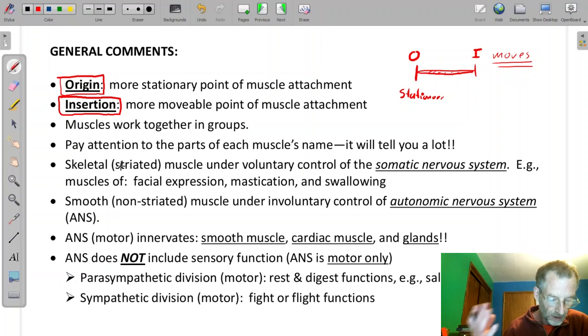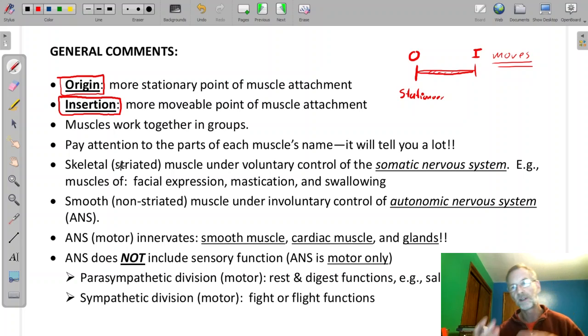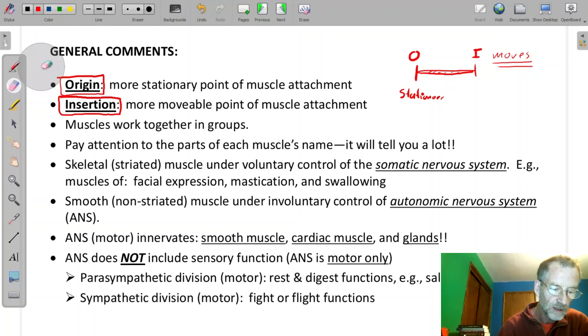So all of the muscles of mastication, for example, and muscles of facial expression, are working together. Pay attention to parts of the name.